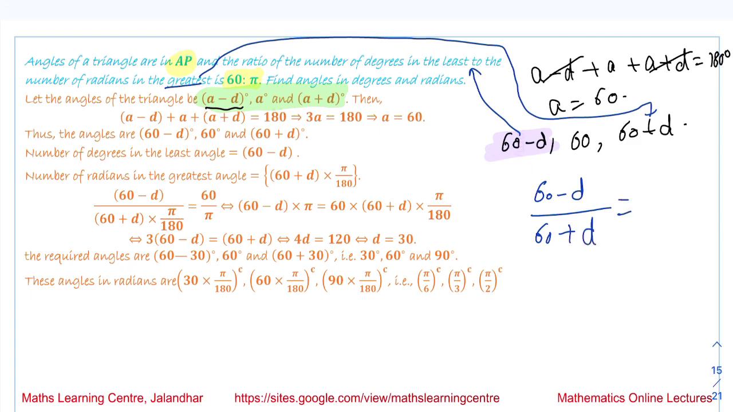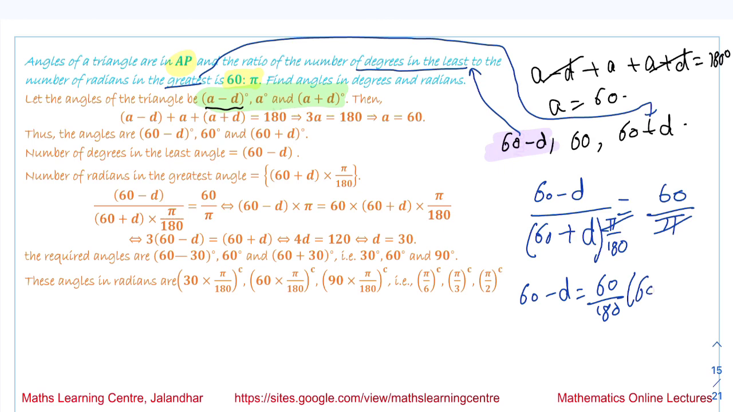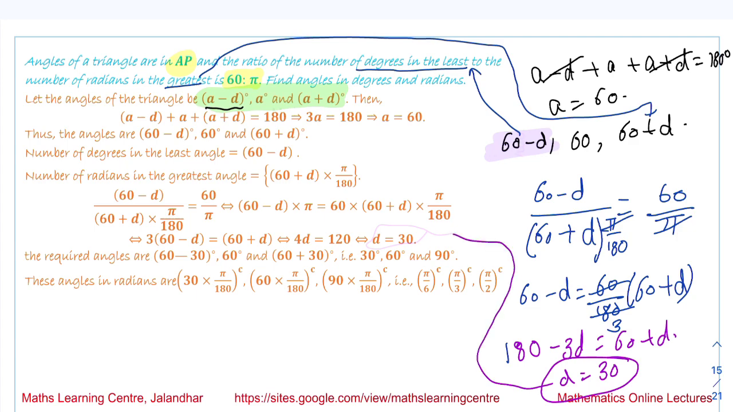and another thing given over here, the ratio of, in degree, the least value and, in radians, the greatest value. So we convert this to degree also, and the ratio is given to be 60/pi. So this pi gets cancelled. So what we get is that 60 minus D is equal to 60/180 into 60 plus D. So we get 180 minus 3D is equal to 60 plus D. On solving this, we will get the value of D equal to 30.